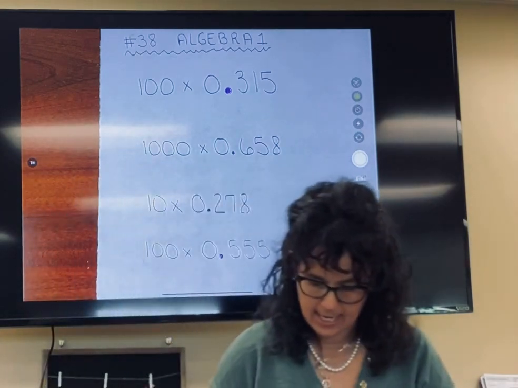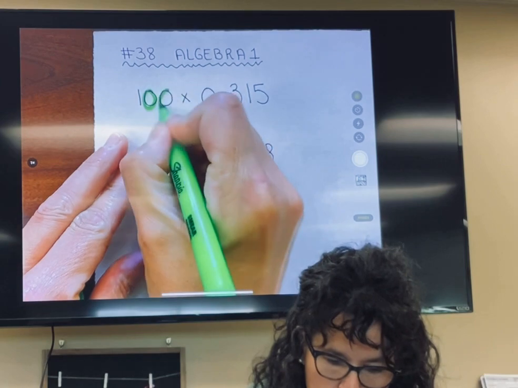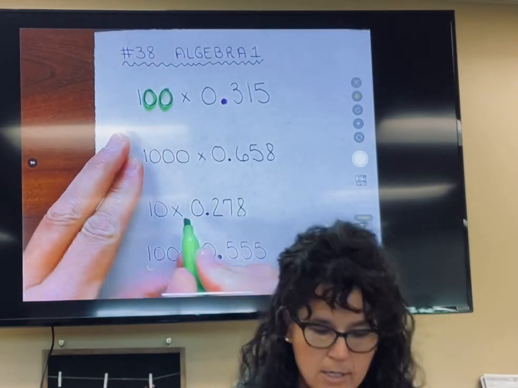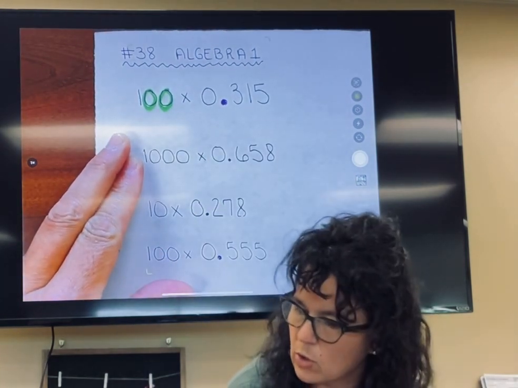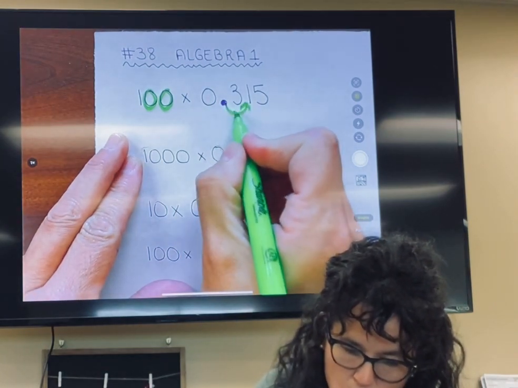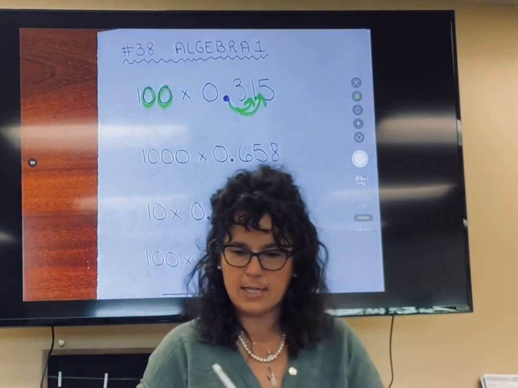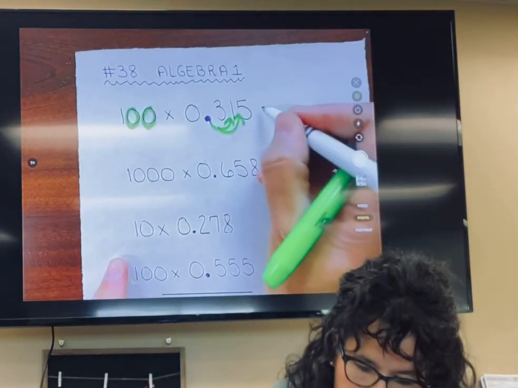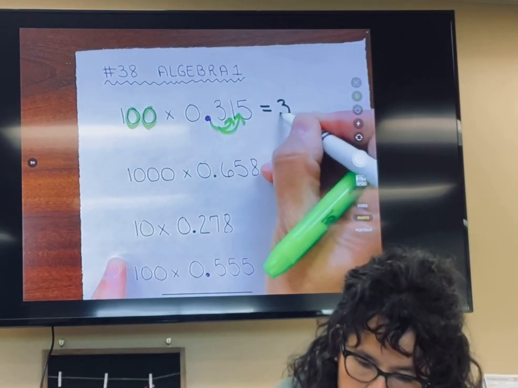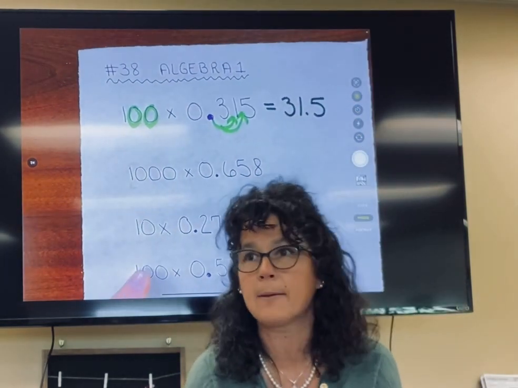So in this case, there's 1, 2 zeros on the 100. So we're going to move the decimal right 2 places. And my final answer is going to be 31.5. It's a big shortcut to multiplying.